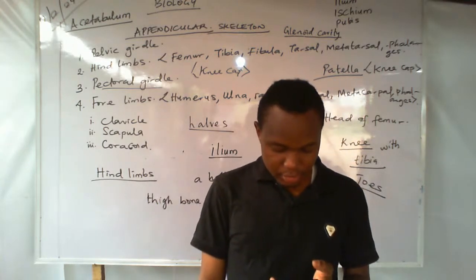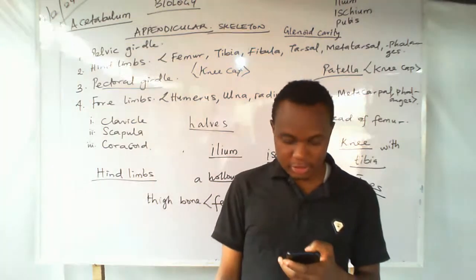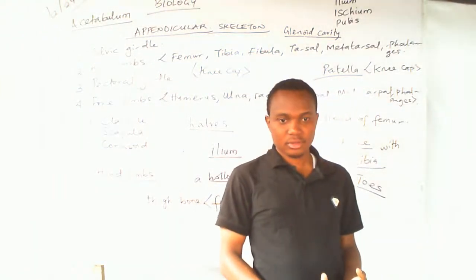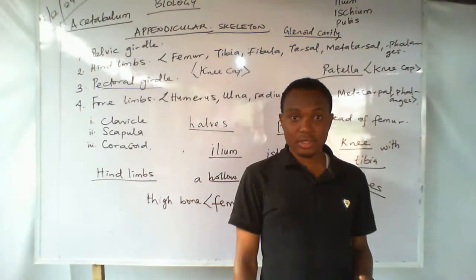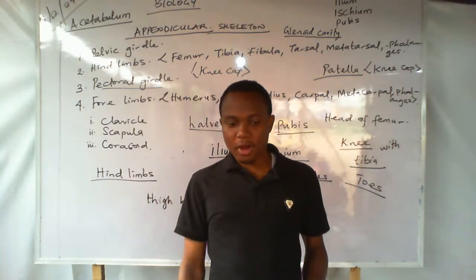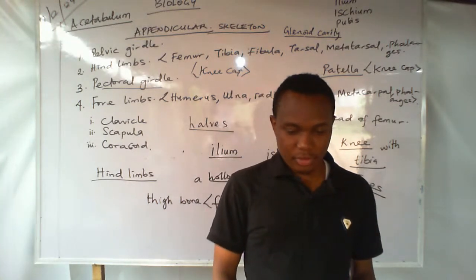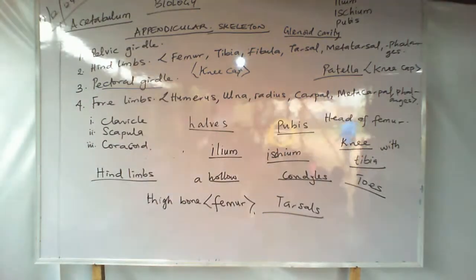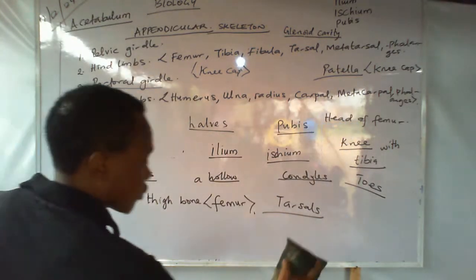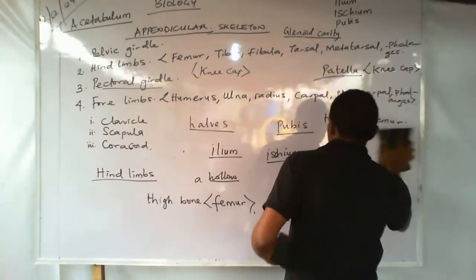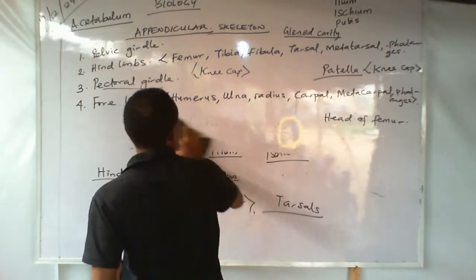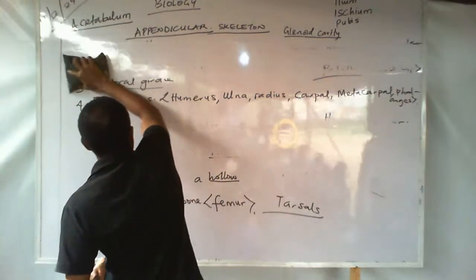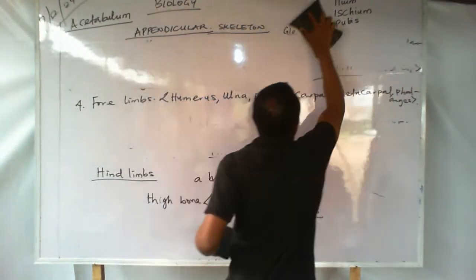Okay. Now let's look at the four limbs. The four limbs. Are you with me? Okay. Let me clean up the board at this point. No, don't worry. Is it four limbs, sir? We've discussed the remaining three, yes?